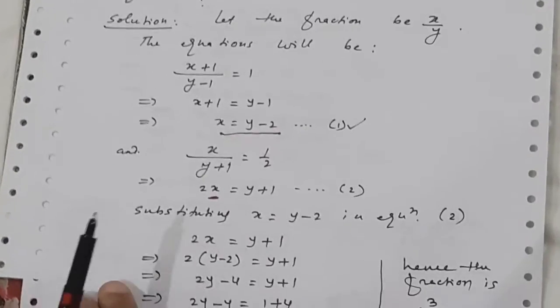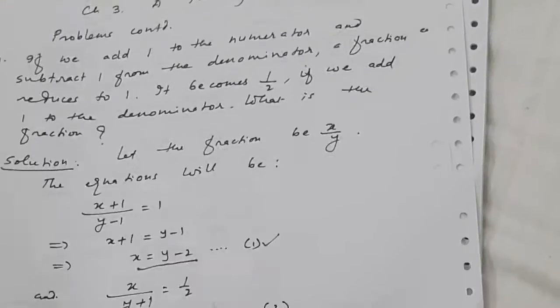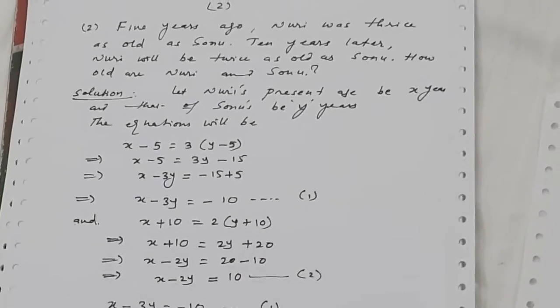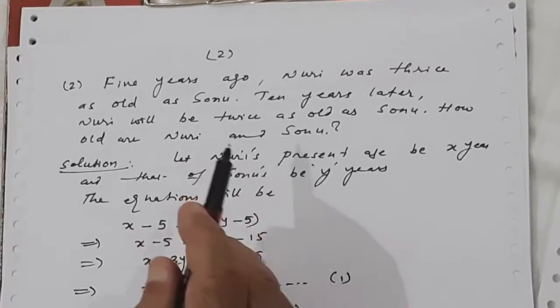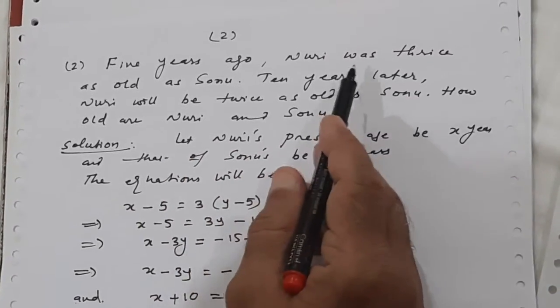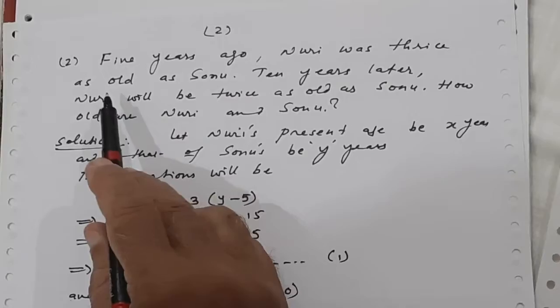Now let us take the second example. 5 years ago, Noori was thrice as old as Sonu.